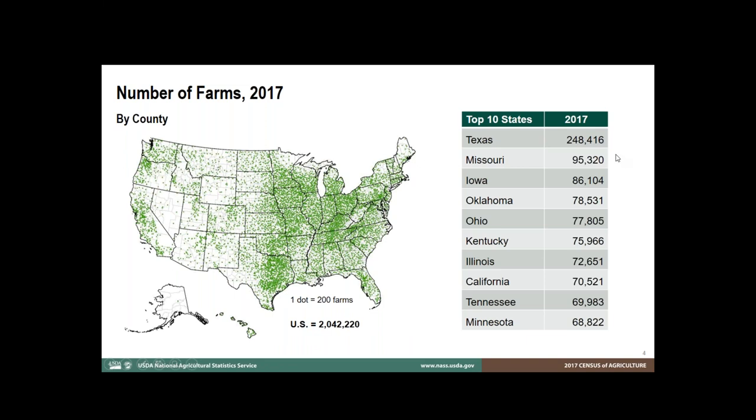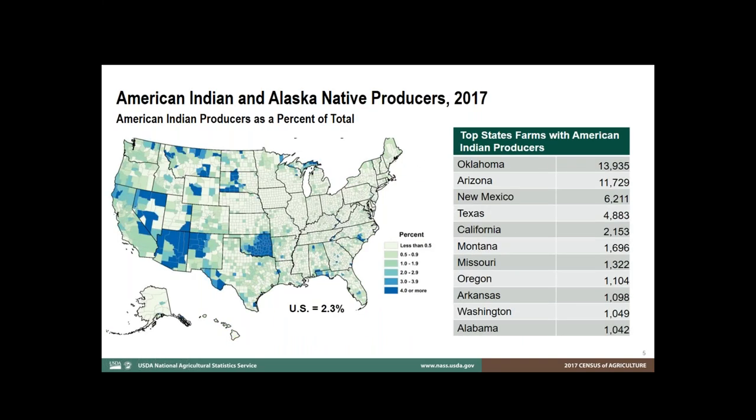The top 10 states probably won't be a surprise to most of you. Texas has by far the most number of farms, almost 250,000, followed in the top five by Missouri, Iowa, Oklahoma, and Ohio. That's all farms in the U.S.